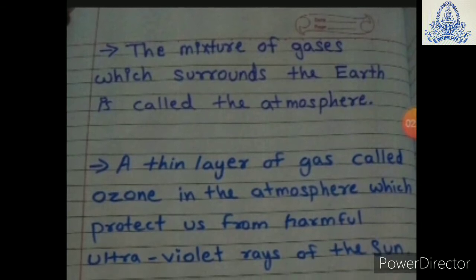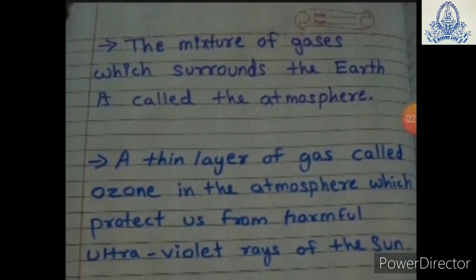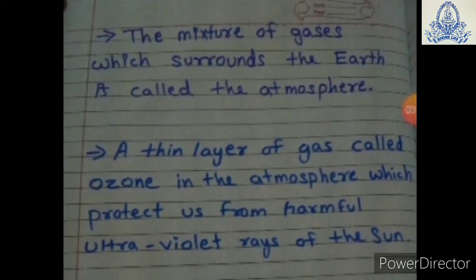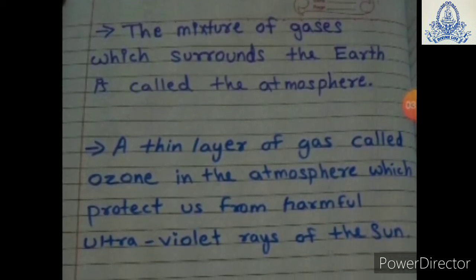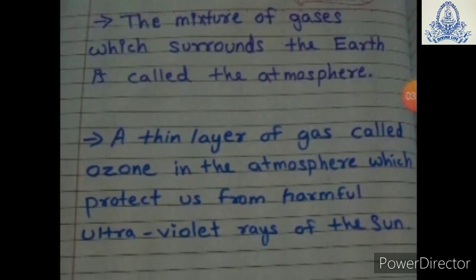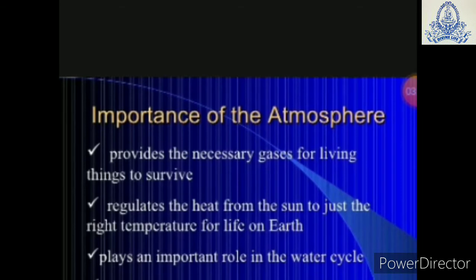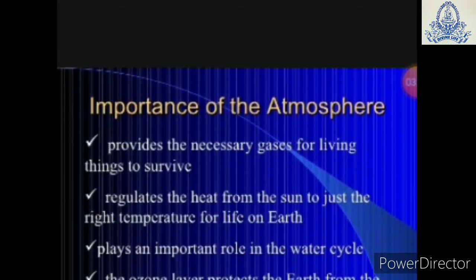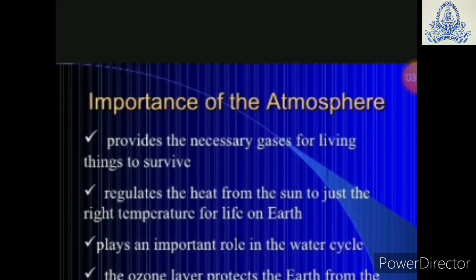You can see that a thin layer of gas called ozone is in the atmosphere, which protects us from the ultraviolet rays of the sun. Apart from this, we can see some more importance of the atmosphere here. It provides gases for living beings to survive.